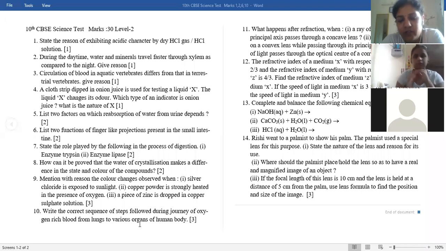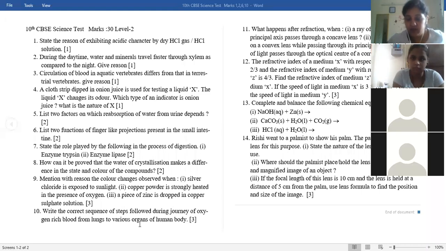Write the 3 pathways of respiration. So first, glucose breaks down to form pyruvic acid or pyruvate plus energy. And this reaction takes place where? Glucose to pyruvic acid conversion takes place in the cytoplasm. This is called the glycolysis process.